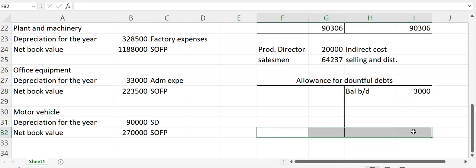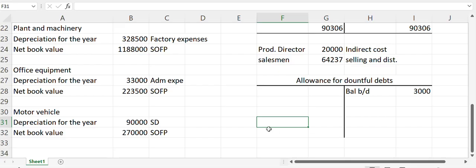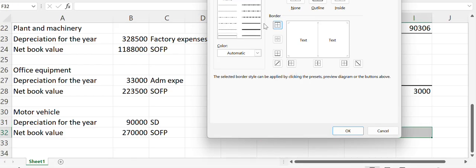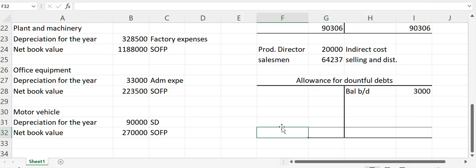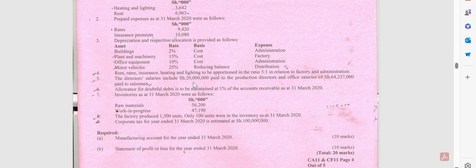Then we are going to compute the allowance for doubtful debt at the end of the year, and that is what we call allowance for doubtful debt as at, or at the end of the year. We call that balance carried down. So this one, we are told it is 1%. So 1% of, let us check the additional information. Additional information number 6: allowance for doubtful debt is to be maintained at 1% of the account receivables as at 31st March 2020.